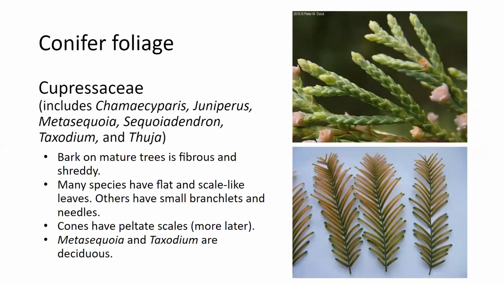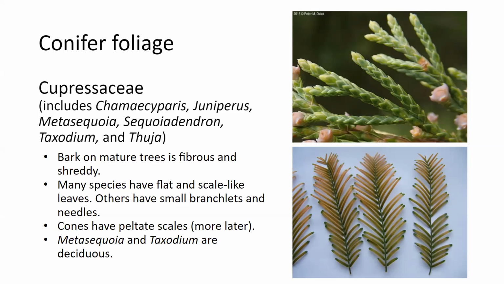Then moving on to the other major family in gymnosperms, Cupressaceae. That includes Chamaecyparis, Juniperus, Metasequoia, Sequoiadendron, Taxodium, and Thuja. And I think that includes all the genera that we'll learn in this course. One important distinction, and how you can tell Cupressaceae from Pinaceae, is that the bark on mature trees is fibrous and shreddy. We will see that in lab with several examples.